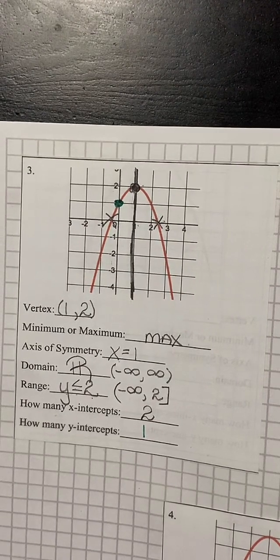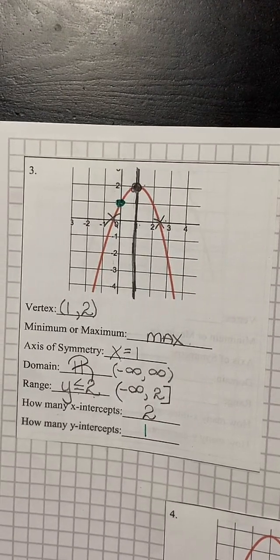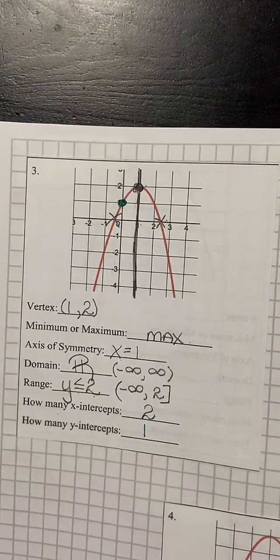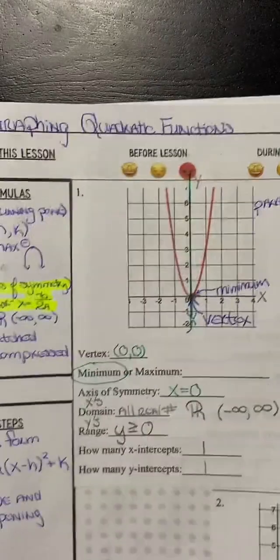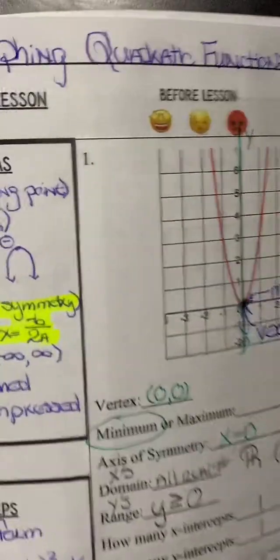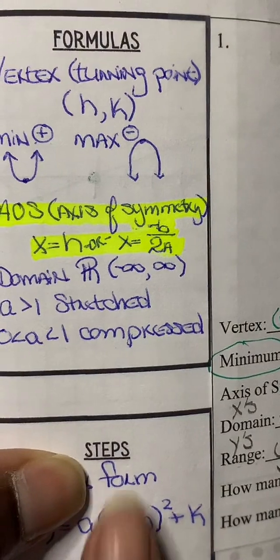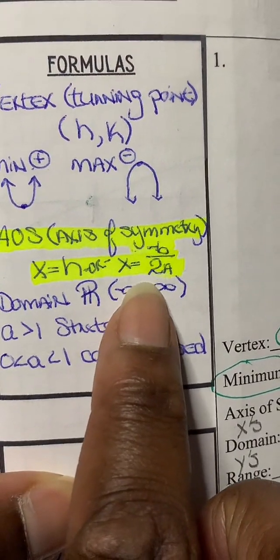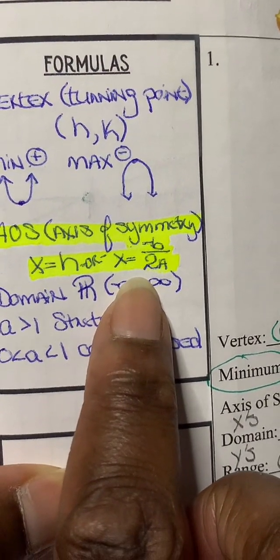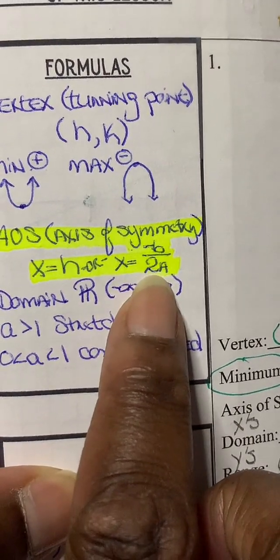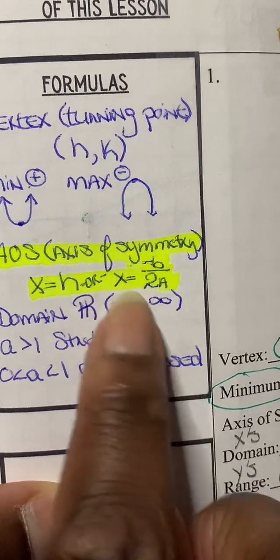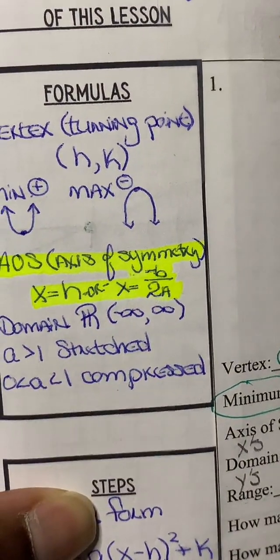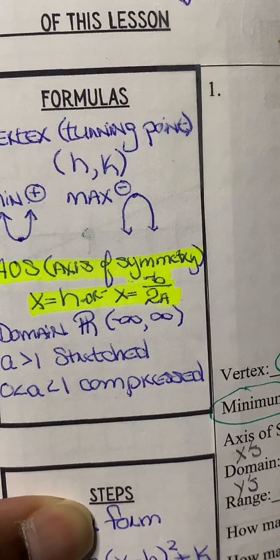Good. All right. So how do you find the vertex without the graph? You will have to use your formula, which I'm not doing tonight, but you have your x equals negative b over 2a. So once you get your equation, you find out what your x is. Then you take that answer and plug it back into the original equation to find your y.